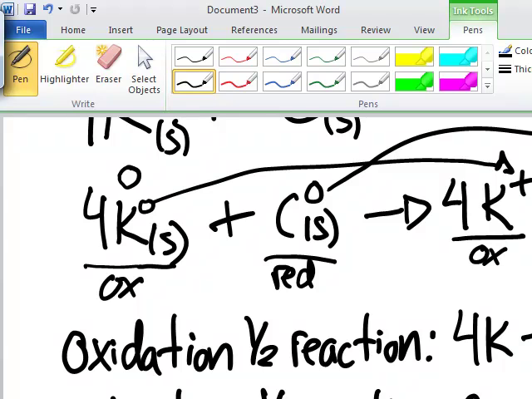Okay? Oxidizing agent. By agents, we mean what allows the oxidation to occur. So what allows potassium to be oxidized? What takes these 4 electrons? Good. So carbon's the oxidizing agent. Reducing agent. What allows carbon to be reduced? What provides it with these 4 electrons that it needs to be reduced? Potassium.